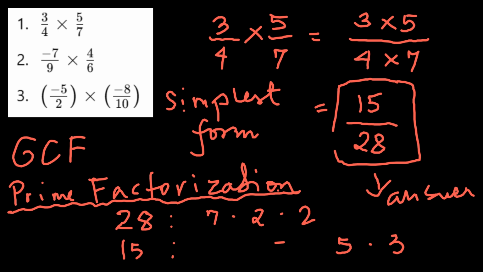Then we will look to see if there is a common factor between the two, between 28 and 15. I hope that's clear. All right, let's erase that one in order to proceed to example number 2.